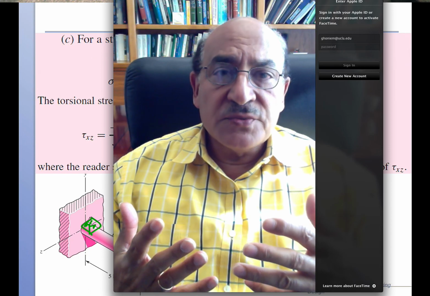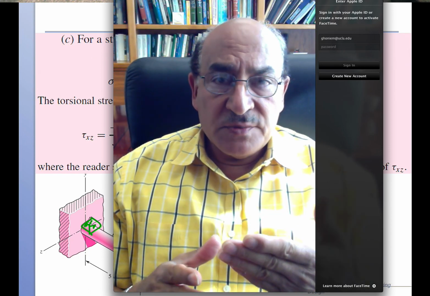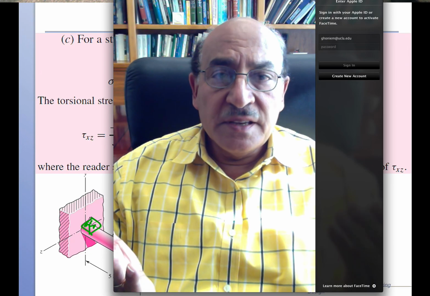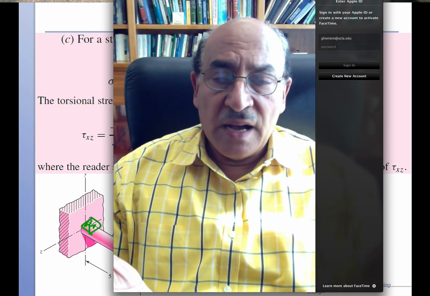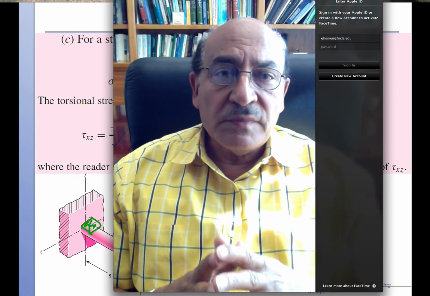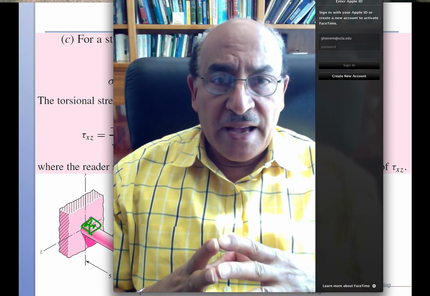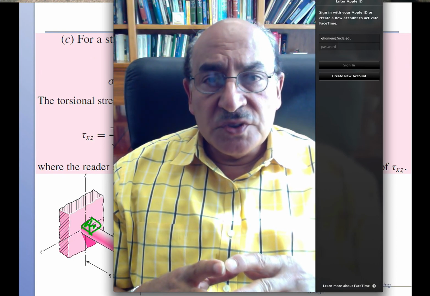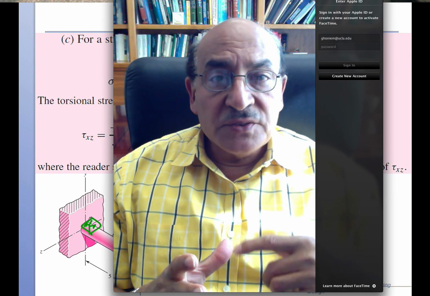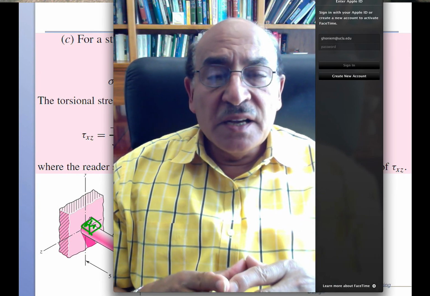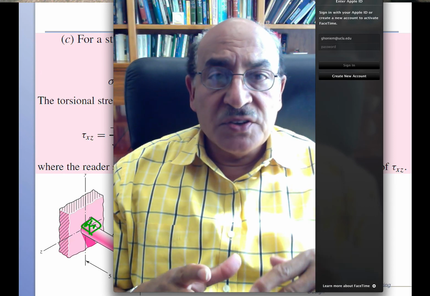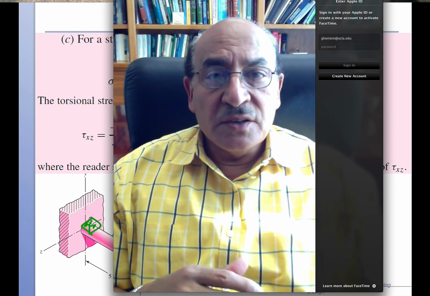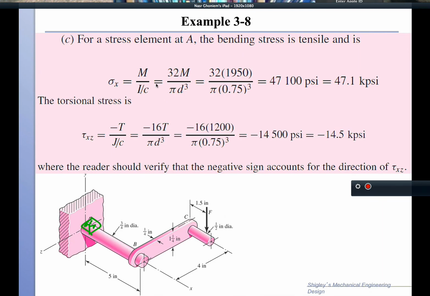The bending stress, we will obtain from the maximum moment, M times C over I, and obtain the value of the axial stress. The other part is going to be due to the torsion, and because we have a round section now, it'll be easier. The amount of shear is going to be T times R over J, and that's what I have here. So sigma X is M over I over C.